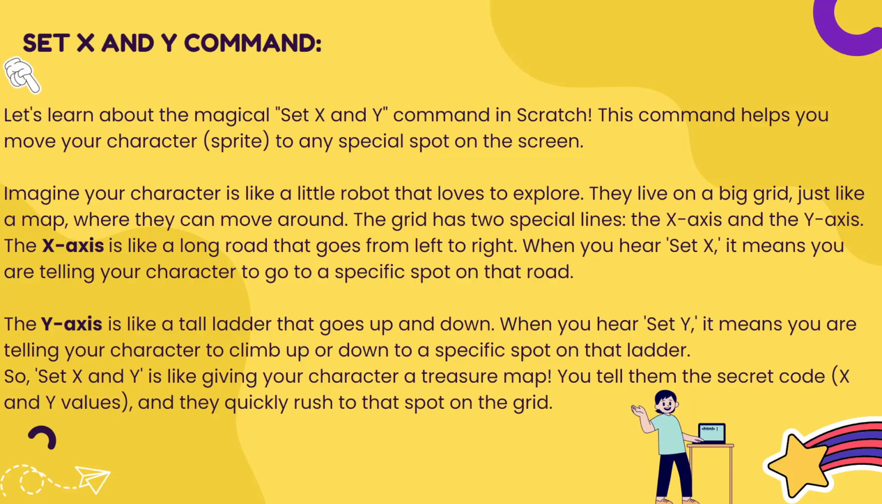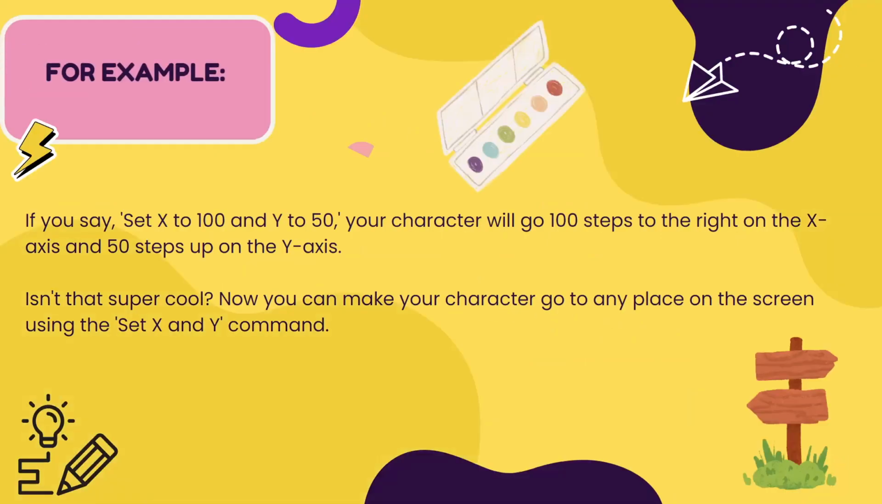Correct? The X-axis is like a long road that goes from left to right. When you hear set X, it means you are telling your character to go to a specific spot on that road. Which specific spot? Right or left spot. Same way Y, in that treasure map, it is like climbing a ladder, so you can go up, you can come down. So you are going to tell this secret code and help your characters reach a particular destination.